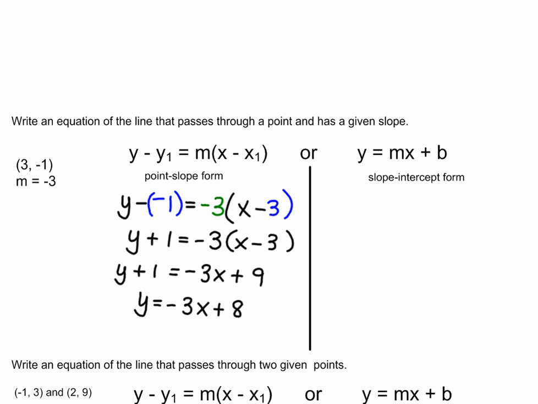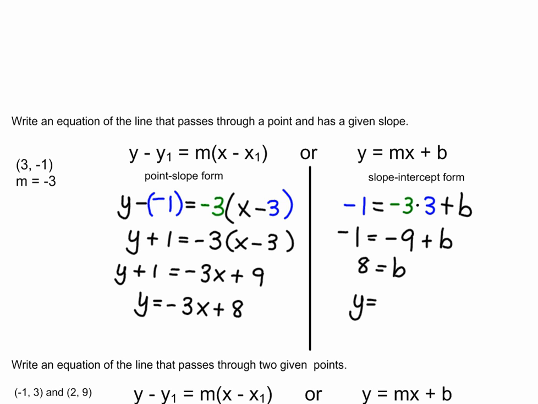fill in what we know, which is that y is -1 equals our slope of -3 times our x value of 3 plus b. -1 equals -9 plus b. Add 9 to both sides, so we know b is 8. And then we can plug that into our y equals mx plus b format, and now we have y equals, now remember, we knew our slope was -3. We didn't have to do any work to get that, x plus 8. And you'll notice how these two equations match.